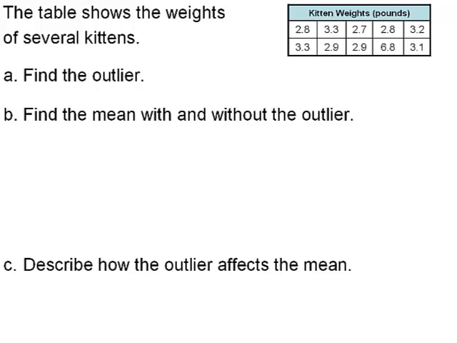The table shows the weights of several kittens. Part A. Find the outlier. Well, what is an outlier? An outlier is a data value that is much greater or much less than the other values.